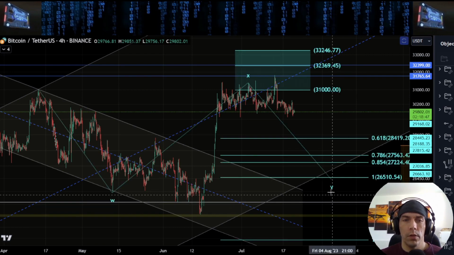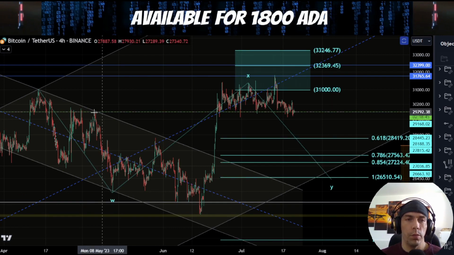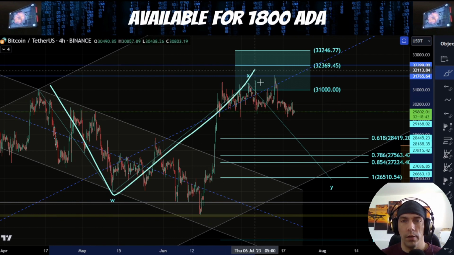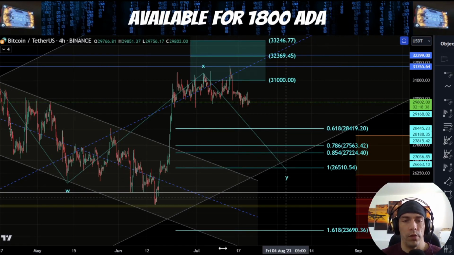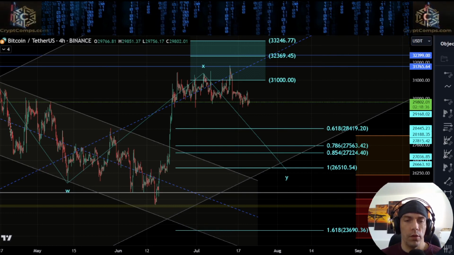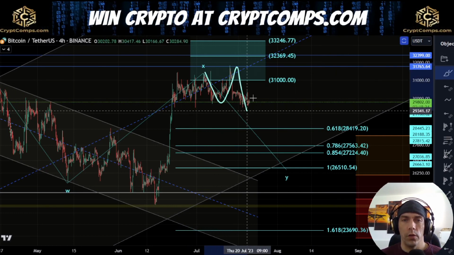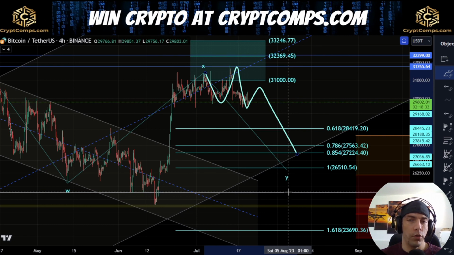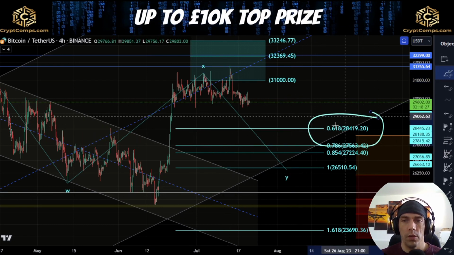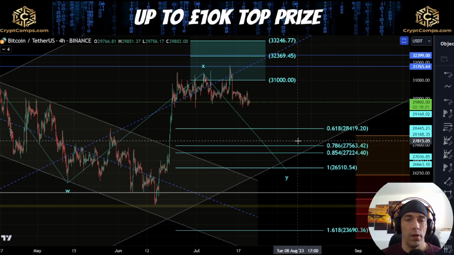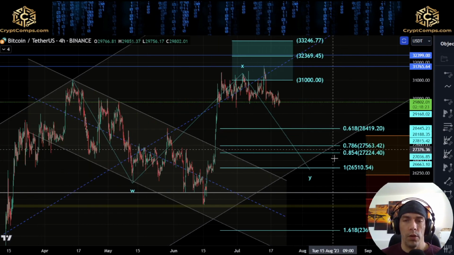Still haven't ruled out this idea that we could have this move still playing out as a bigger W, an X, and a Y to the downside. 1-to-1 would be this 26,510. So just looking out for that potential that this move here could start to form a three-wave structure to the downside, looking to come back down into some of these lower levels. Now, an interesting zone here would be this 28,419, because this would be a minimum requirement as a Y wave.